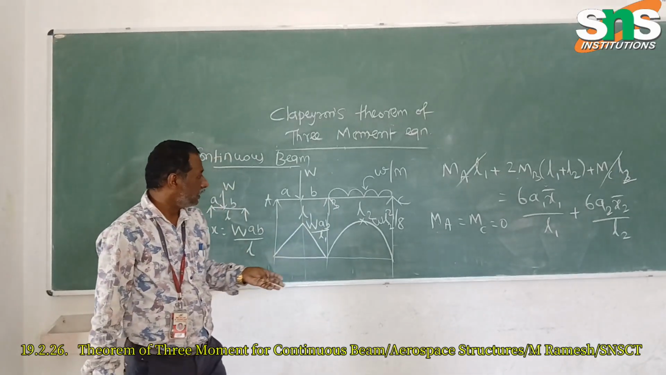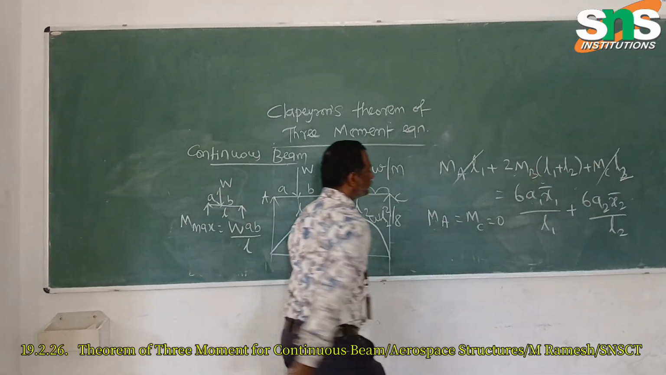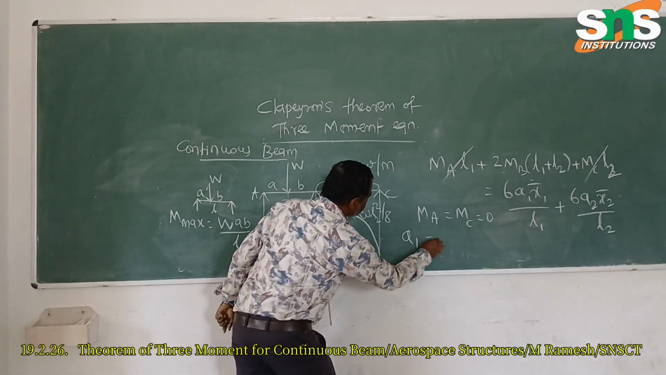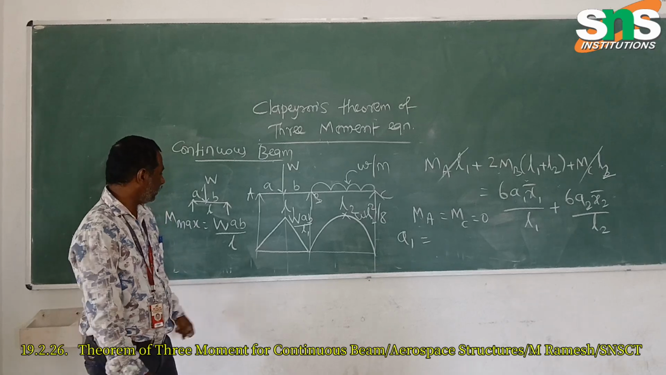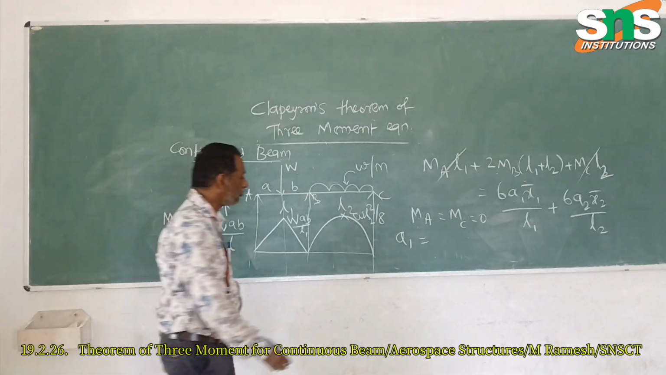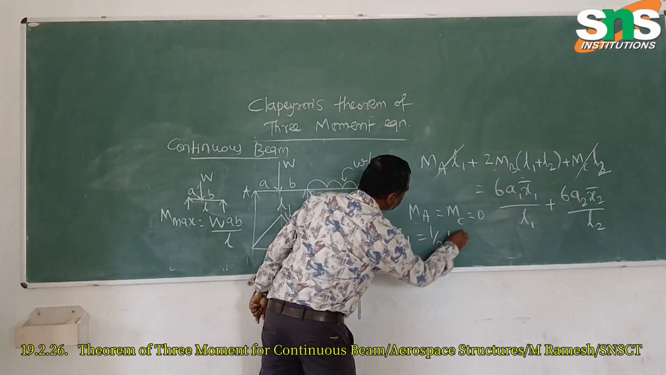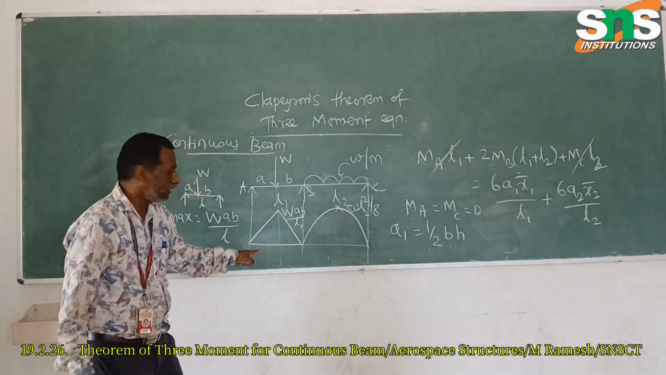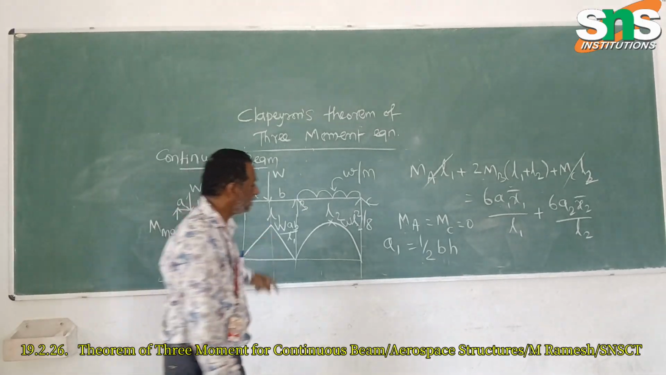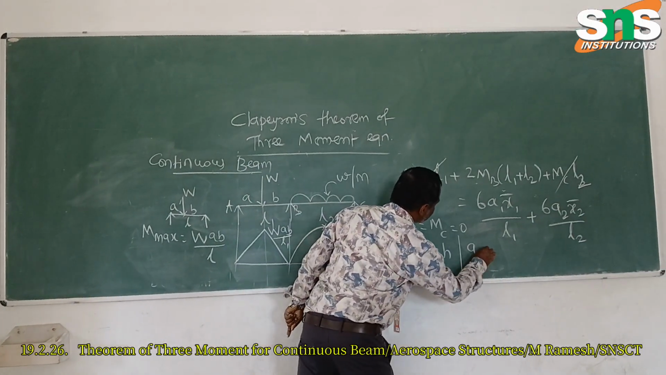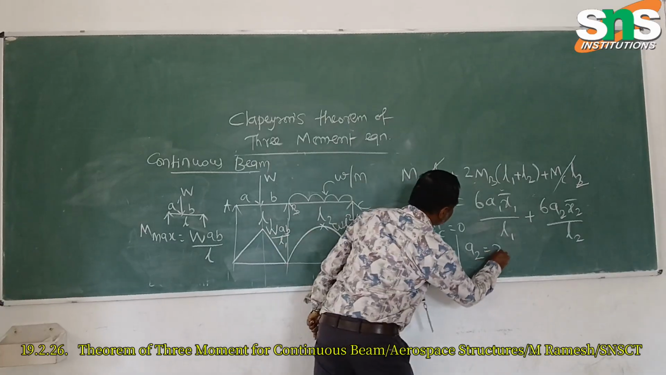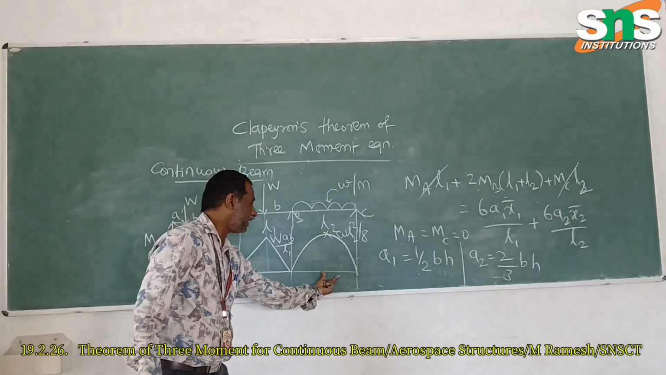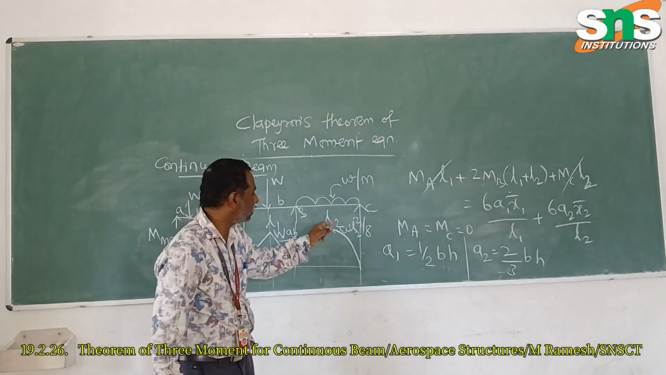Then how to find the area of the bending moment diagram? A1 is nothing but a triangle, you know that area is half into base into height. Here the base is L1 and H is the maximum moment value. As well as A2, as discussed in the previous class, the area is 2 by 3 into B into H, where B is the base, that is the span, and H is the maximum moment value for the particular region.